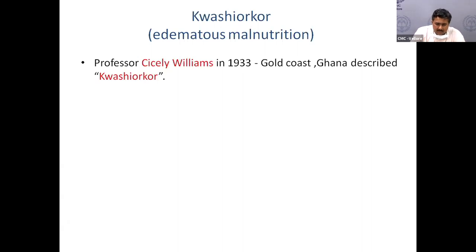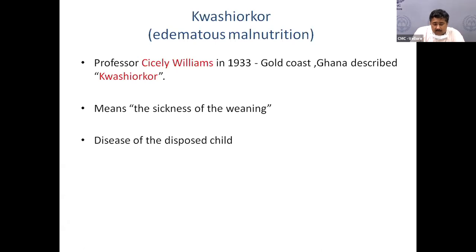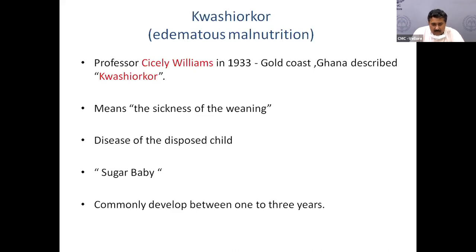She published papers on kwashiorkor. She called it the sickness, the disease of the deposed child. This she mostly noticed when the infant is weaned off breast milk, when the mother is pregnant again. That was the term; she termed it the disease of the deposed child. It's a sickness of weaning. It's also called sugar baby. It usually develops around 1 to 3 years of age, when the child is nutritionally deficient and weaned off breast milk too.